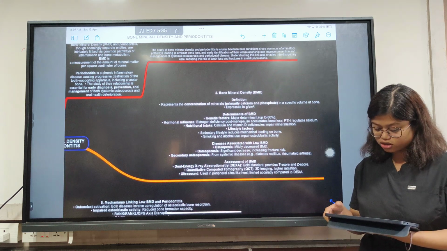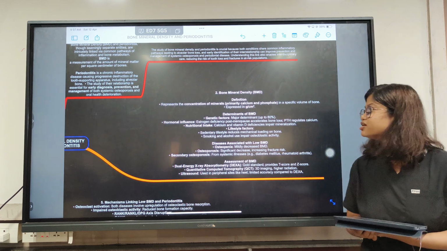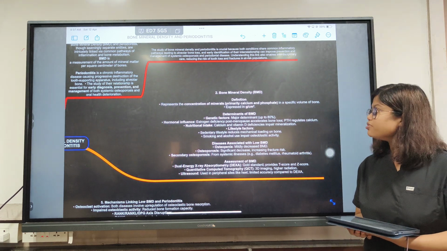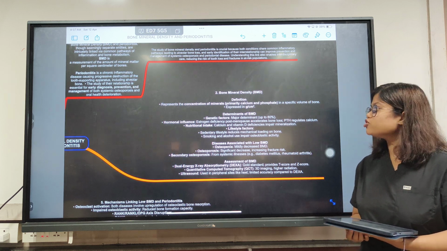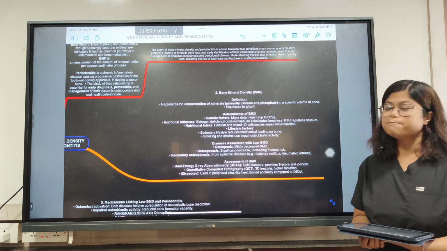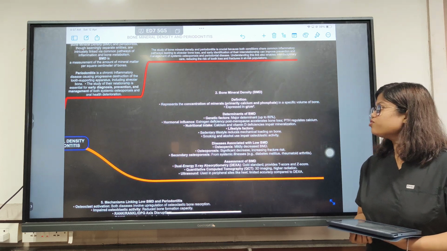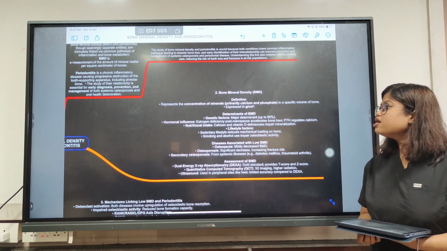Coming to the details of bone mineral density, I already discussed the definition, but primarily the concentration of calcium and phosphate in a specific volume of bone is reduced, which is expressed in gram per centimeter square. How will we determine whether the BMD has decreased or increased?